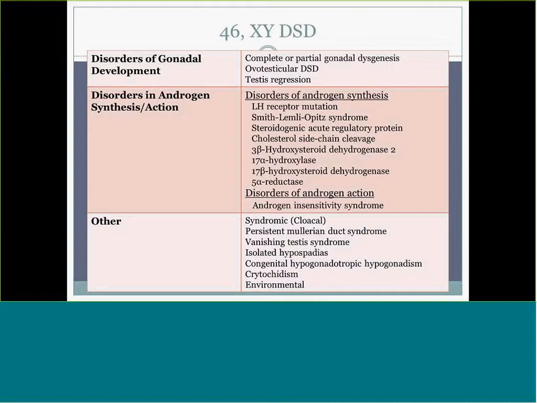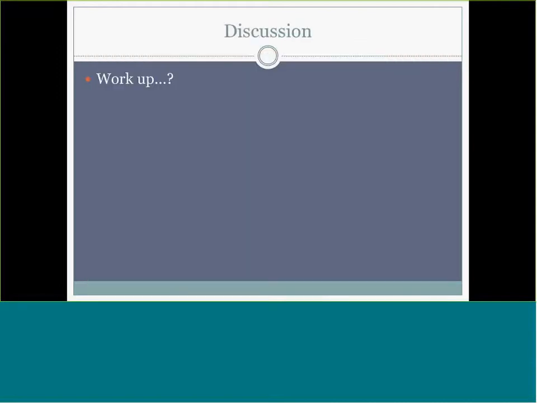So 46XY DSD, you can have gonadal development, androgen action, and there's a whole slew of things, with 17-hydroxysteroid dehydrogenase being more common as we do this in the DSD TRN, some of these other syndromes, and then androgen insensitivity, which is actually quite common. That's been one of the biggest things that we're seeing. And then you can have other things, vanishing testes, isolated hypospadias, hypogonadotropic hypogonadism, which is congenital. So I guess that answers the question. The pituitary is active in utero, and cloacal issues.